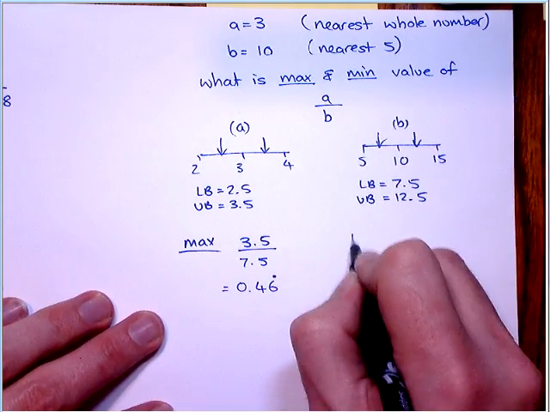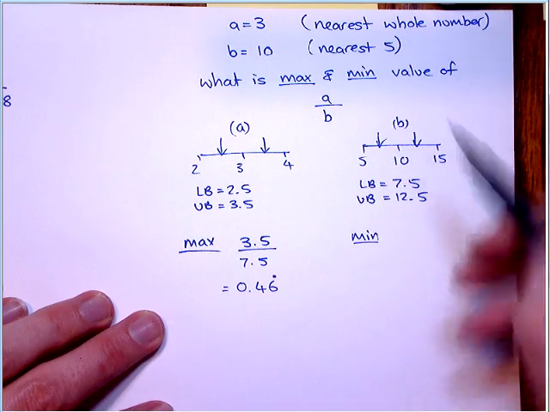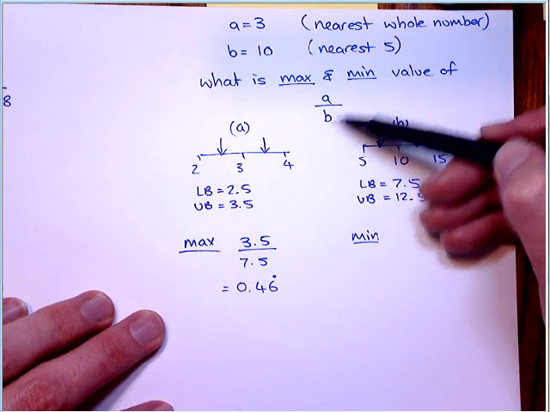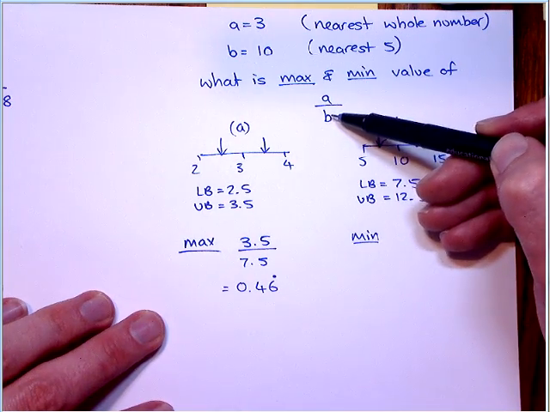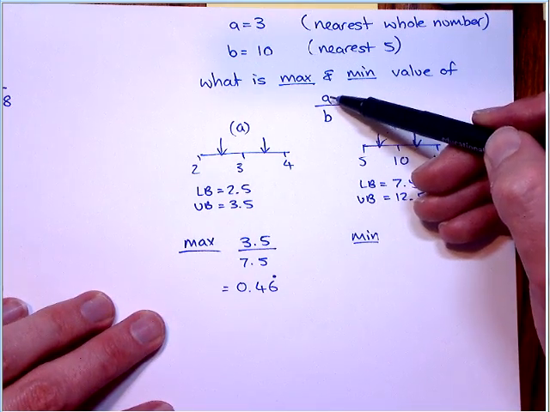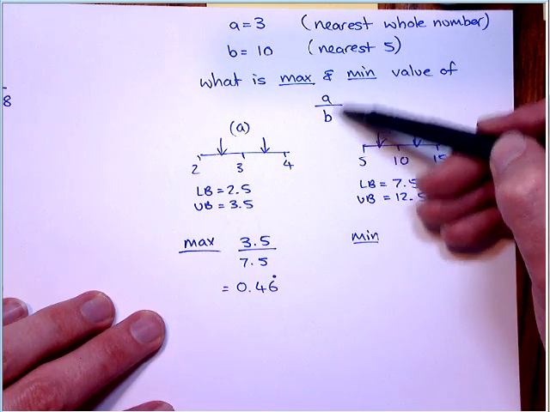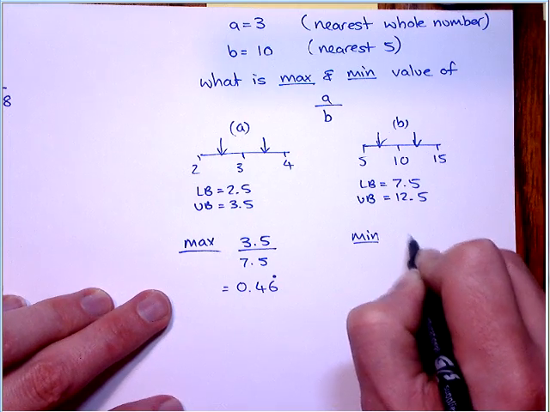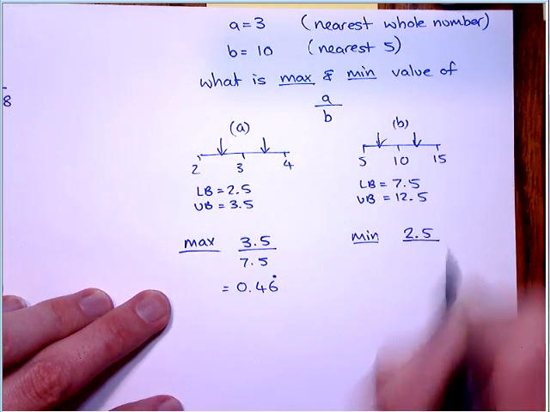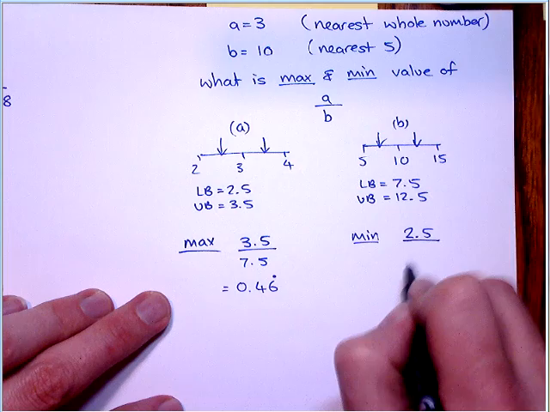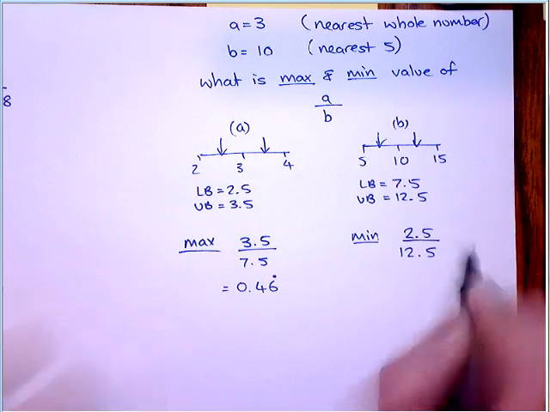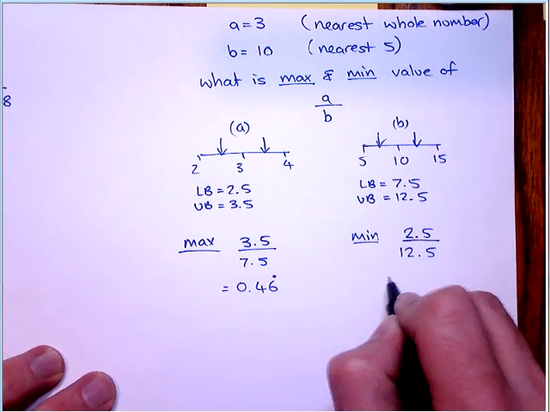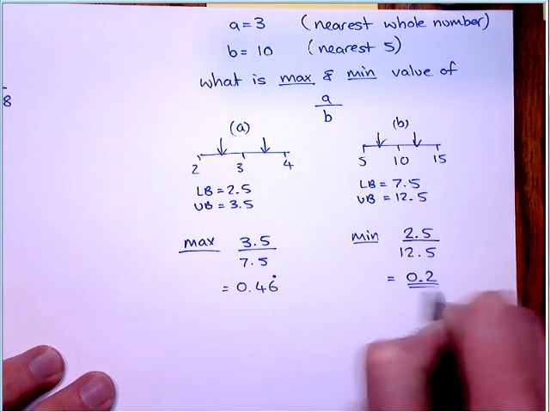Now the smallest one, the minimum one. I want to make the answer as small as possible, so I need this to be as big as I can make it, and that to be as small as I can make it, so there's the least of these go into this one. So A needs to be small, so we're going to have 2.5, and we're going to have the biggest on the bottom. So 2.5 divided by 12.5 is 0.2. So there you have it for the answer.